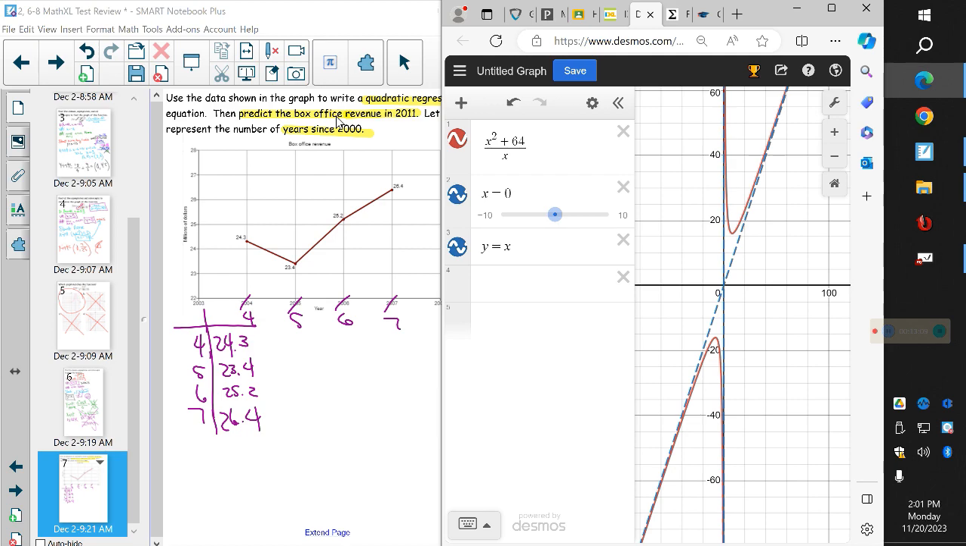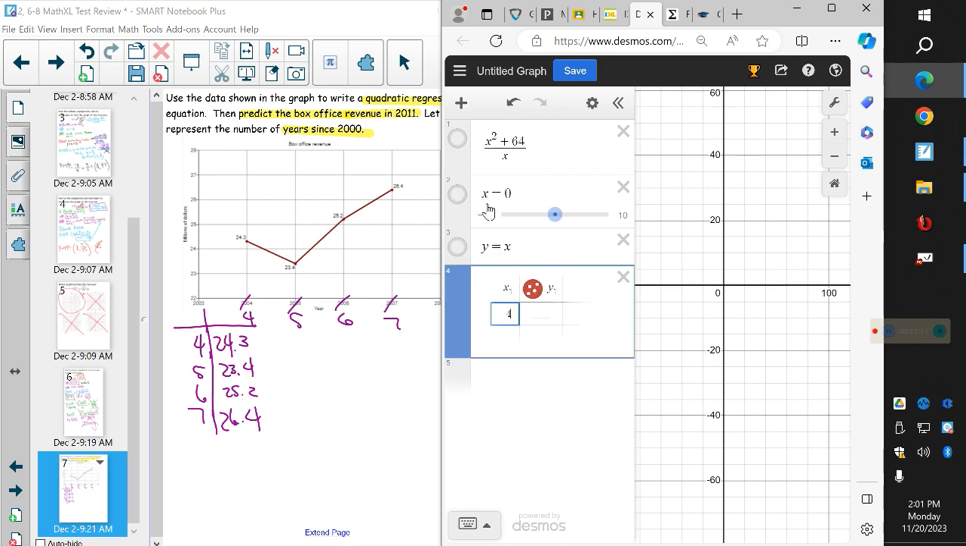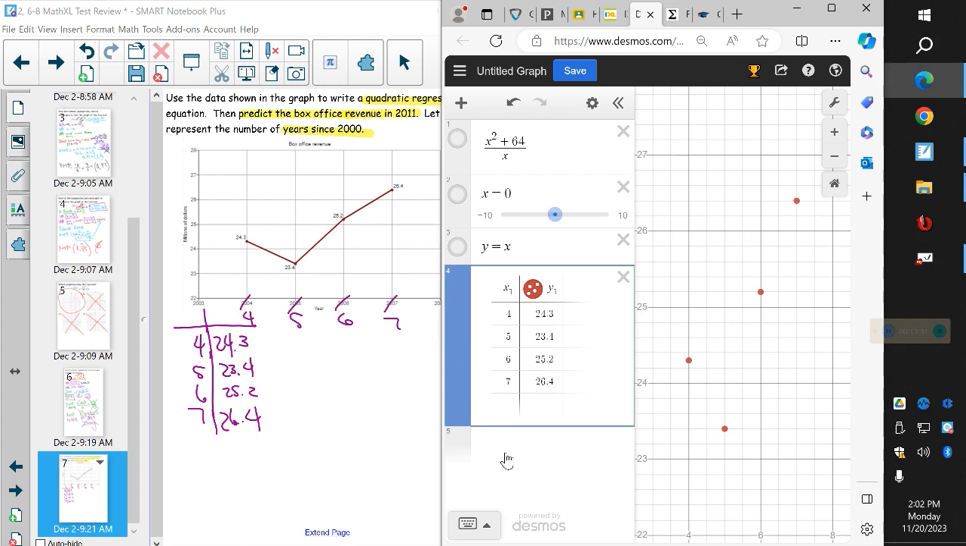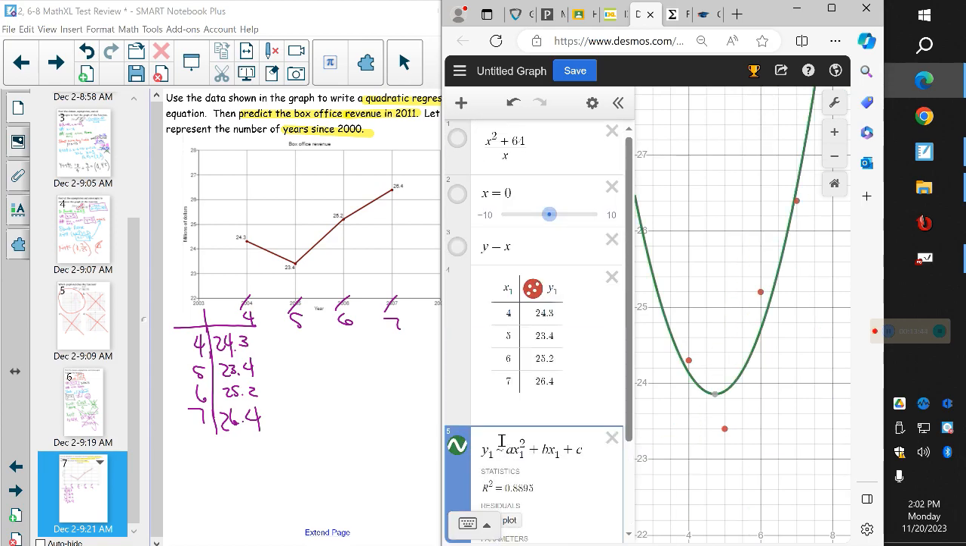I am going to come over here and turn these off, and I'm going to make a table. So I'm going to have 4, 5, 6, 7. I am going to have 24.3, 23.4, 25.2, and 26.4. So I'm going to graph that, and you can see it right there. It's asking for a regression model, so that is going to be y1 approximately ax1 squared plus bx1 plus c.